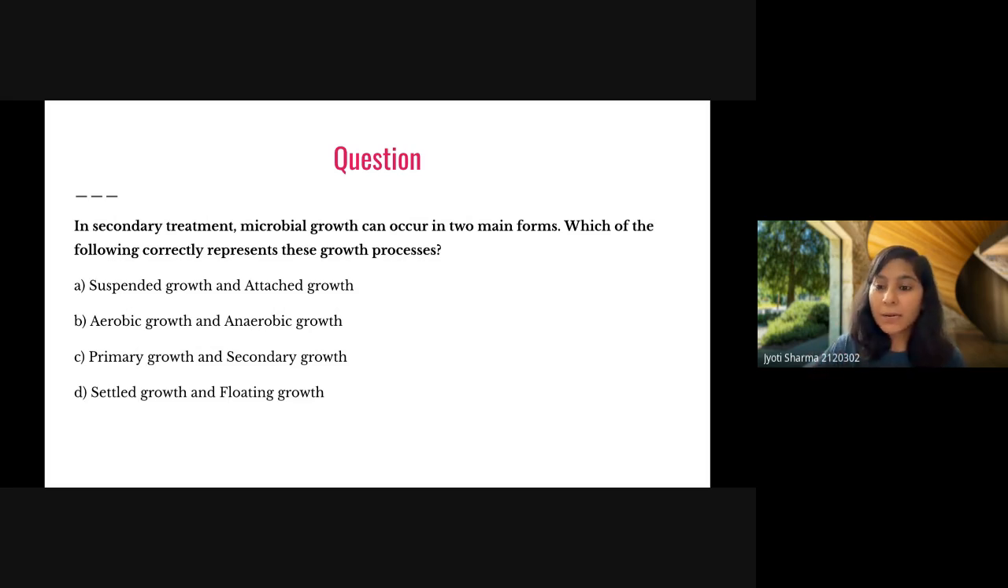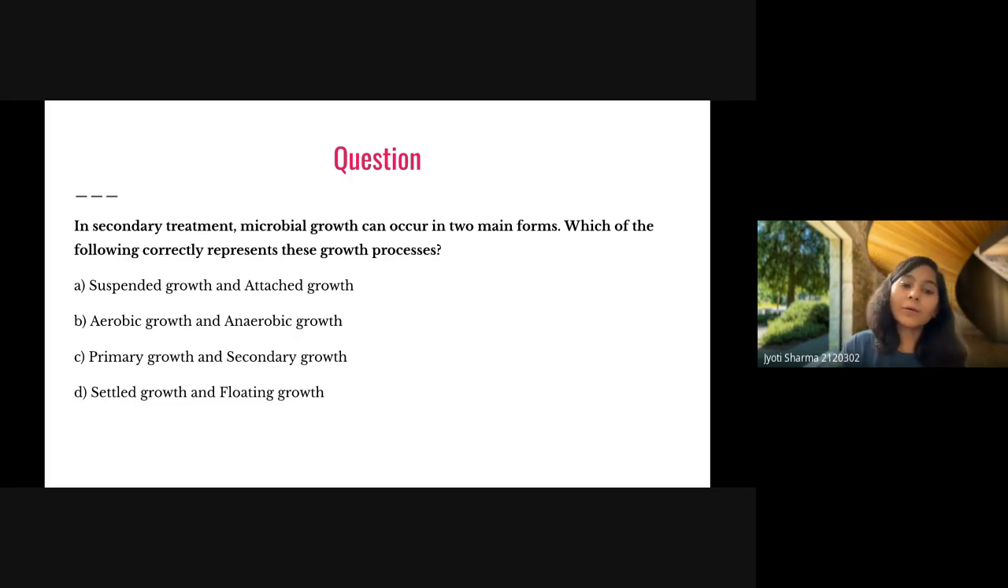wastewater: suspended form and attached, suspended growth and attached growth, aerobic growth and anaerobic growth, primary growth and secondary growth, settled growth and floating growth. B is not the right answer actually. Yes. So A is the right answer.